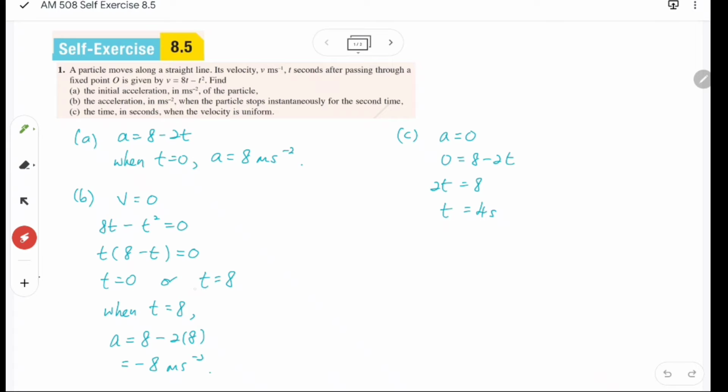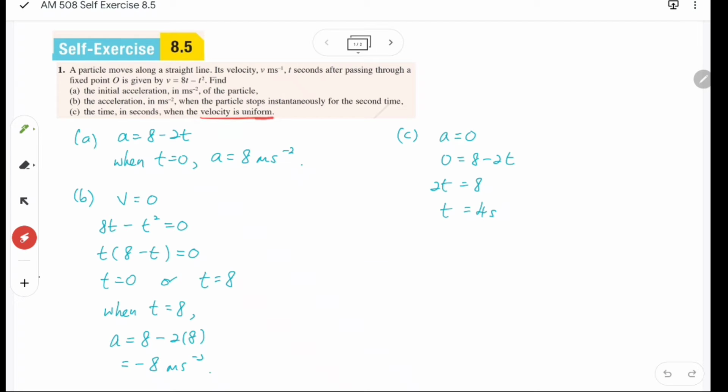Then it stopped when t equals 0, and it happens again. So this is the second time. This is the time that we want to look for the acceleration. So when t equals 8, a will be 8 minus 2 times 8, which is negative 8 meter per second square.